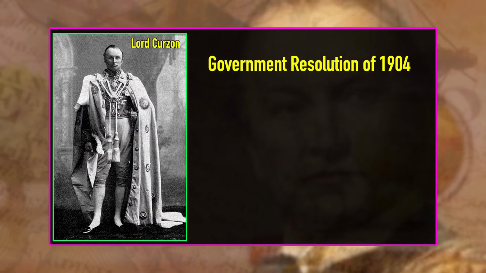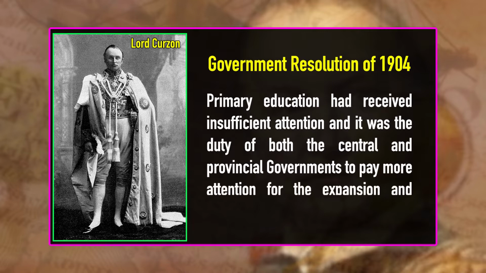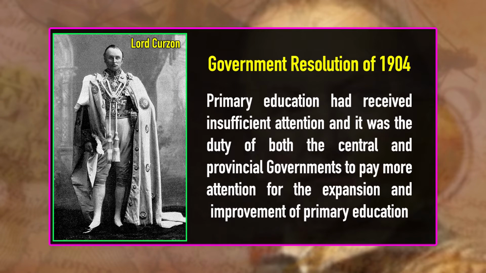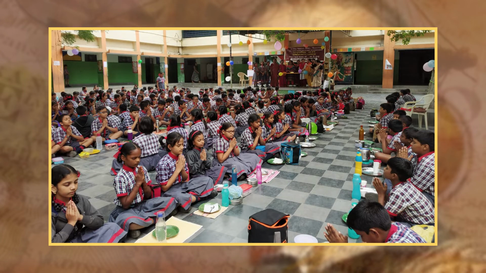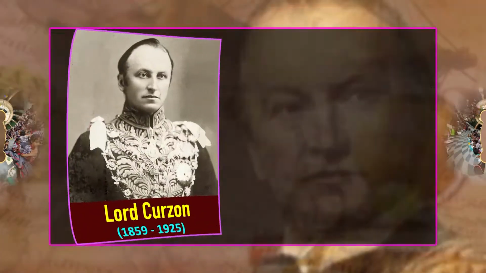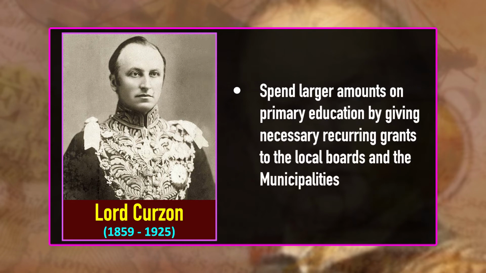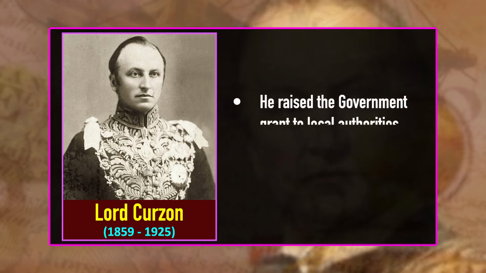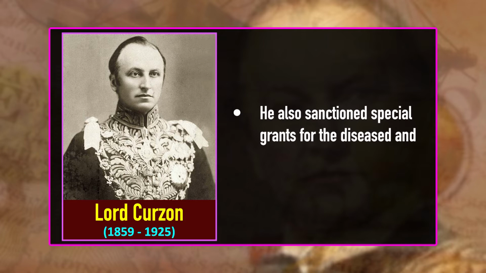In the government resolution of 1904, he declared that primary education had received insufficient attention, and it was the duty of both the central and provincial governments to pay more attention to the expansion and improvement of primary education. Some of the significant steps taken by him in this regard are liberal grant in aid. Lord Curzon had realized that primary education in India had suffered mainly because of limited funds available for it. He therefore directed the provincial governments to spend larger amounts on primary education by giving necessary recurring grants to their local boards and the municipalities. He raised the government grant to local authorities from 1/3 to 1/2 of the total expenditure. He also sanctioned special grants for the diseased and famine-stricken people.